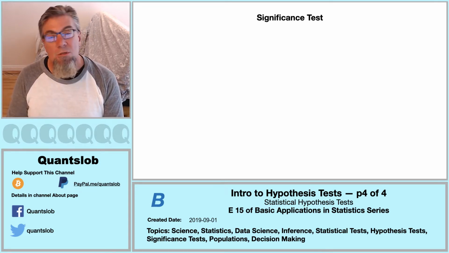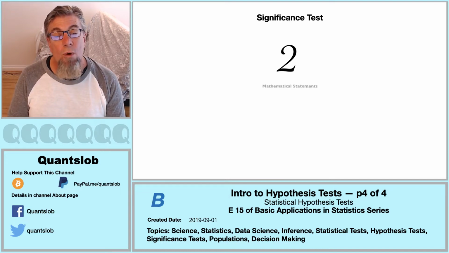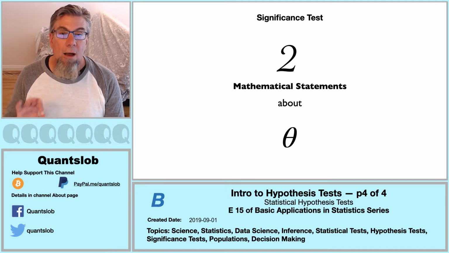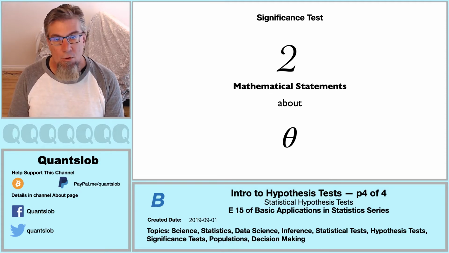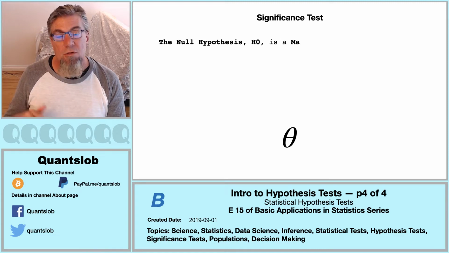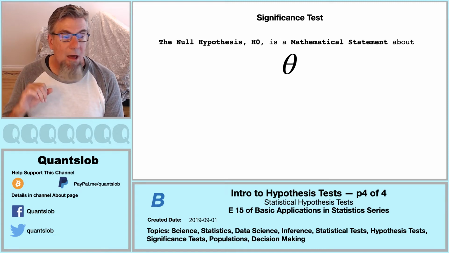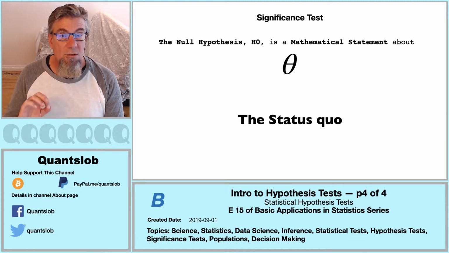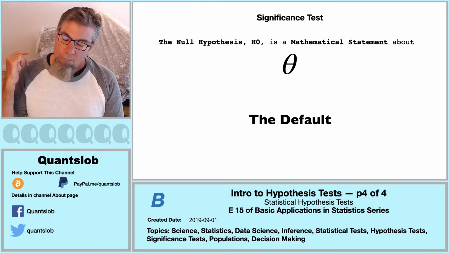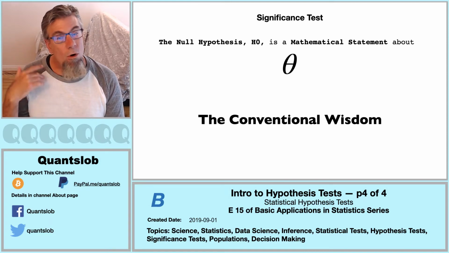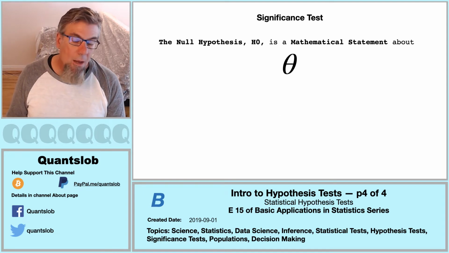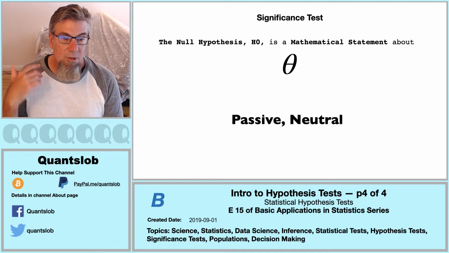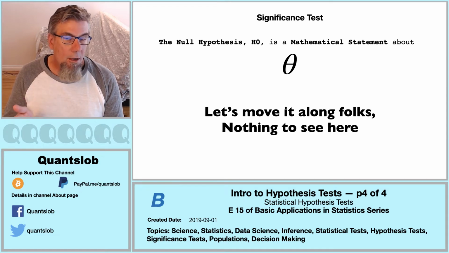Here, to close out this introductory microseries, we're going to sketch out the look and feel of statistical significance test hypotheses. So we have two hypotheses. Both hypotheses should always be hard and fast mathematical statements about our parameter of interest. The null hypothesis, H null, is a mathematical statement about our parameter that represents the status quo, the default, or if you prefer the conventional wisdom, or it could be something that is simply passive or neutral about our parameter.